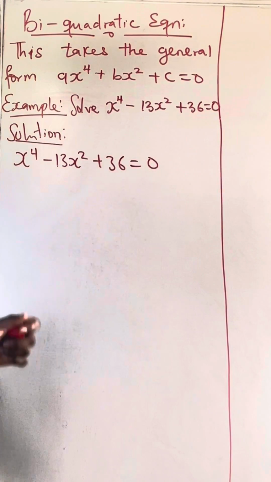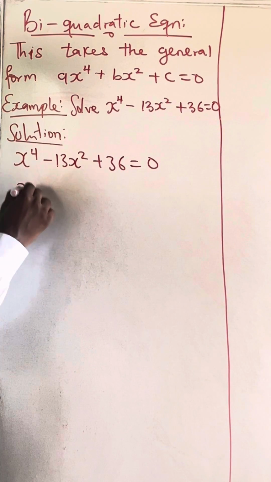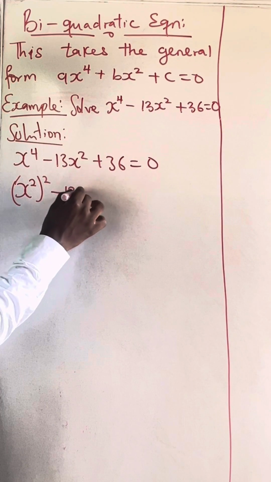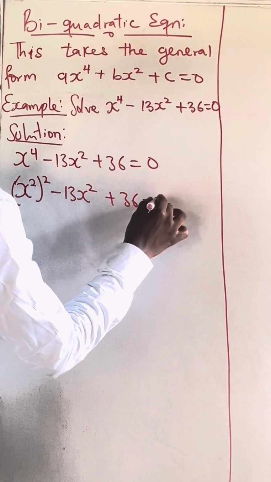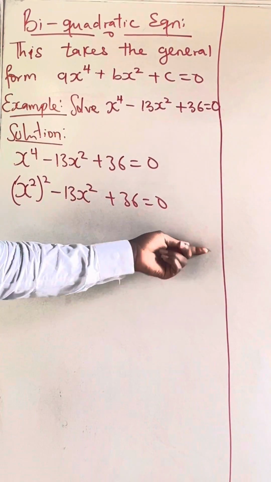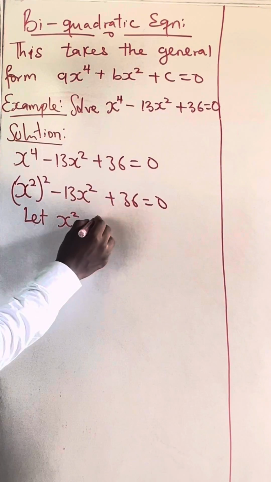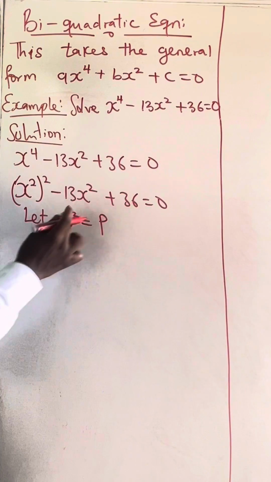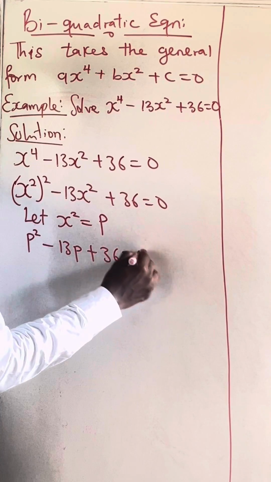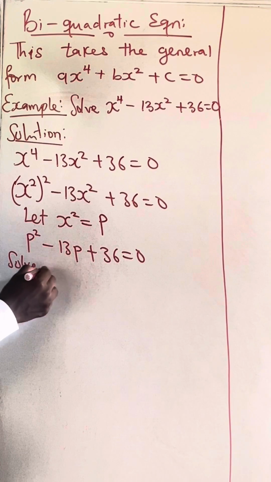Once you've done this, you will just remember an indices law, which says that this x raised to power 4 can be written as x squared all raised to power 2, minus 13x squared plus 36 equals 0. According to this indices law, if you have something like x raised to power 4, you can write it like this. Once you've written it like this, the next thing you're going to do is say let x squared equal any number. Let me use p. Therefore this expression turns to p squared minus 13p plus 36 equals 0. The next thing we are going to do is solve this quadratically.